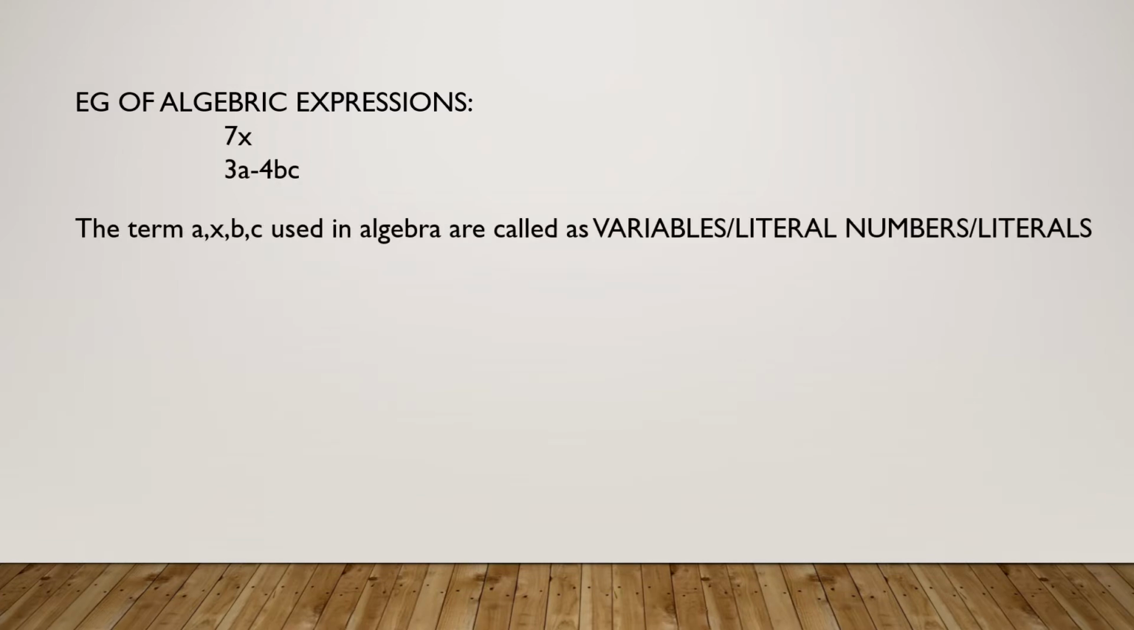Next, an example of some algebraic expressions so that you can clearly understand what algebra is. So for example, 7x is an algebraic expression and 3a minus 4bc is an algebraic expression. These two are algebraic expressions because they include the alphabets like x, a, b and c. In these algebraic expressions, a, x, b and c are called variables or literal numbers or literals.